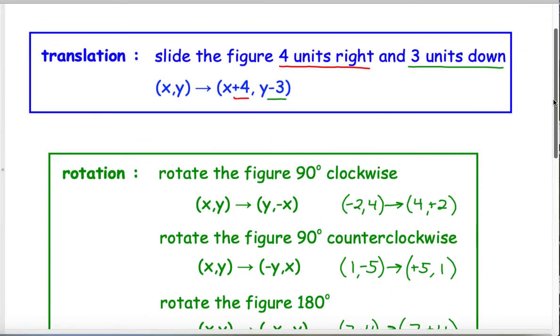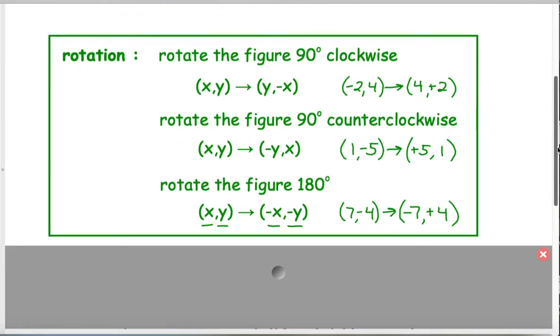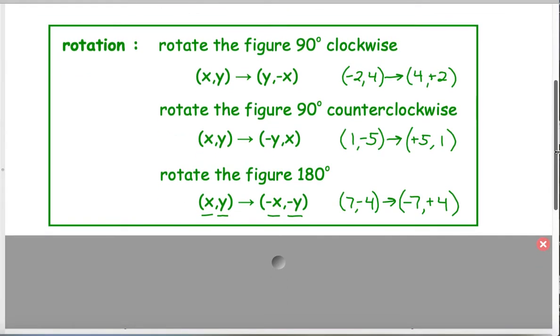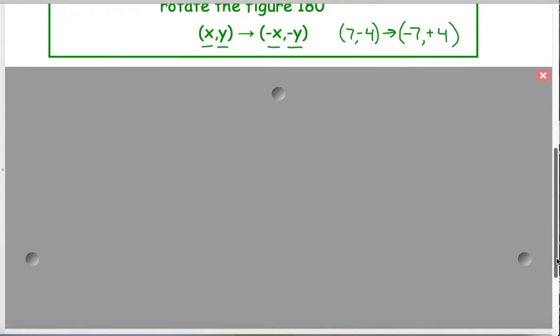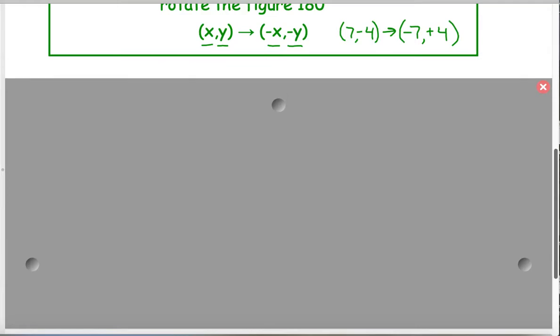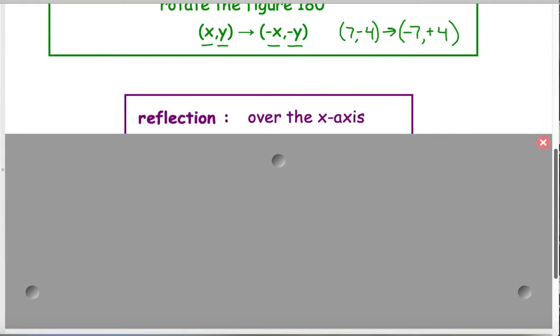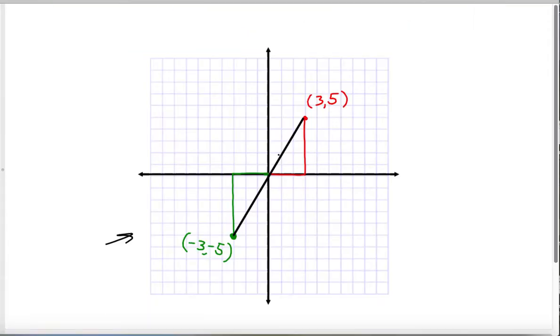So now we know how to do a translation and a rotation. And we can just apply the rule without even looking at a graph. That's the nice thing about this. All right, and so then the other one was reflections. What if we reflect a point over the x-axis? And I think these will be easier for you to see than the rotations, because this is pretty straightforward.